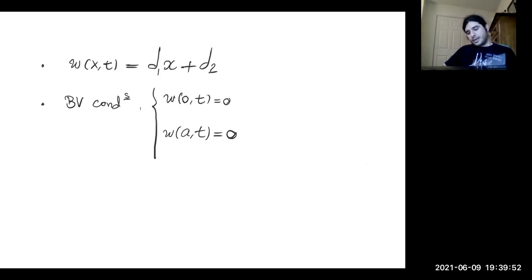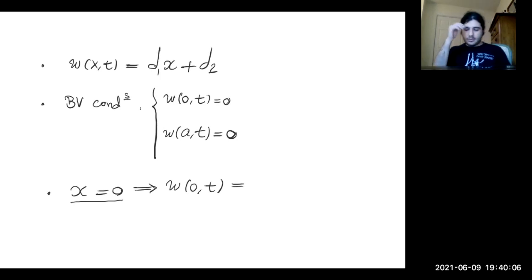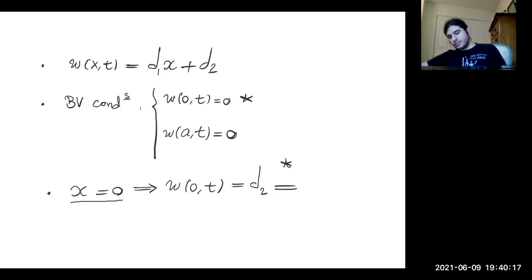Let's plug in x equals 0 into our equation. So if x is equal to 0, w of 0 and t would be equal to d1 times 0 plus d2, which is just d2. And this condition star here tells us w of 0 and t should be equal to 0. Therefore, d2 is equal to 0. So here, there is no d2. It is just 0.